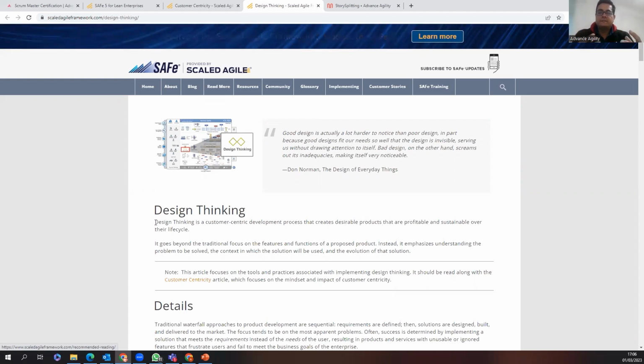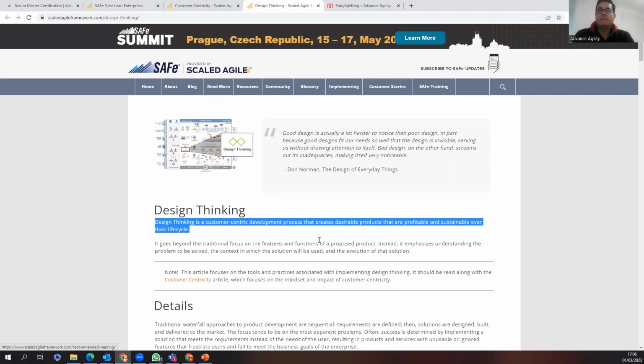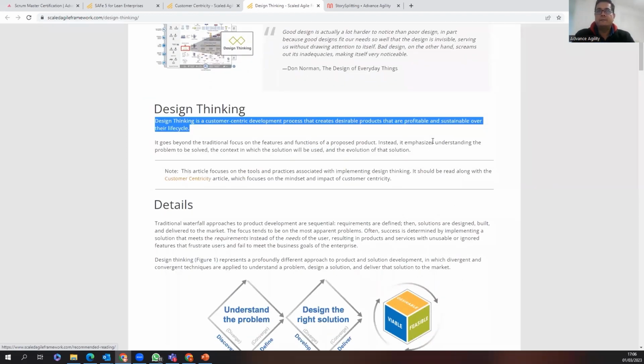So customer centricity is achieved with the help of design thinking. Design thinking, if you see the definition, is a customer-centric development process that creates desired products that are profitable and sustainable over their lifecycle. And why are they profitable and sustainable?